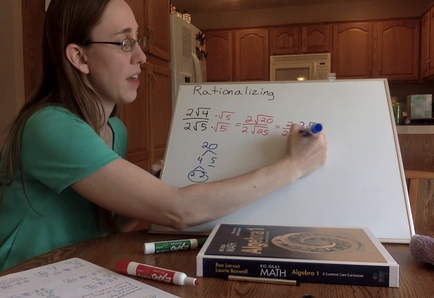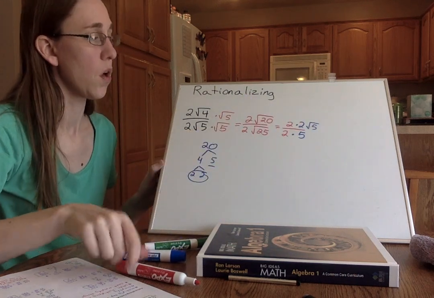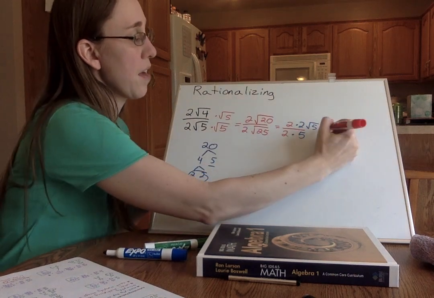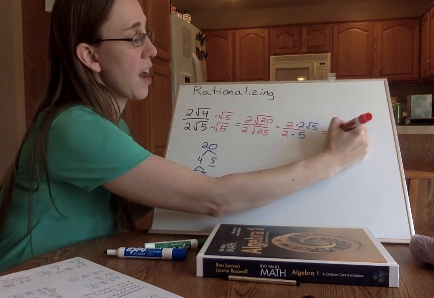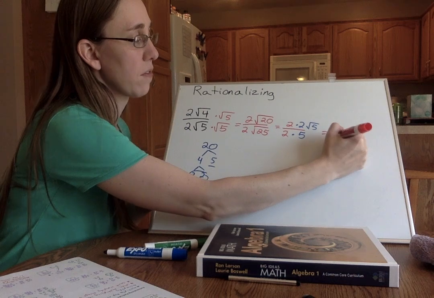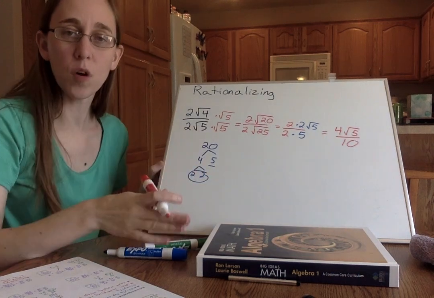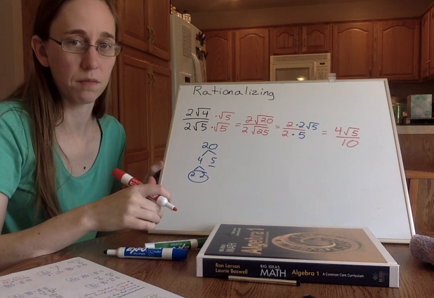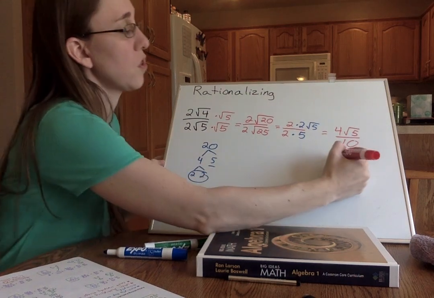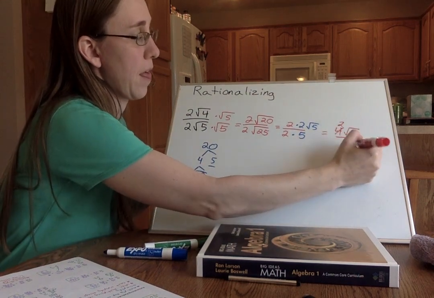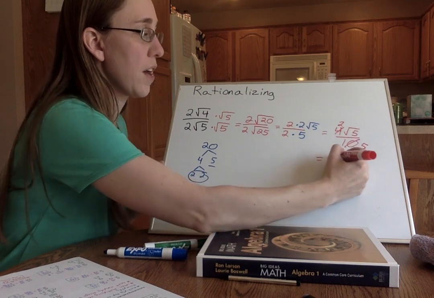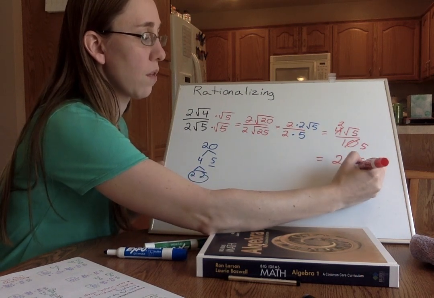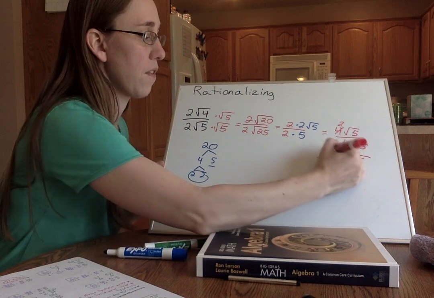25, square root of that is just 5. So doing our math, multiplying these numbers outside, I get 4 square root of 5 over 10. No more roots in the bottom, we're good there. Does the fraction 4 over 10 simplify? Yeah, it simplifies to 2 over 5. So our final answer would be 2 square root of 5 over 5.